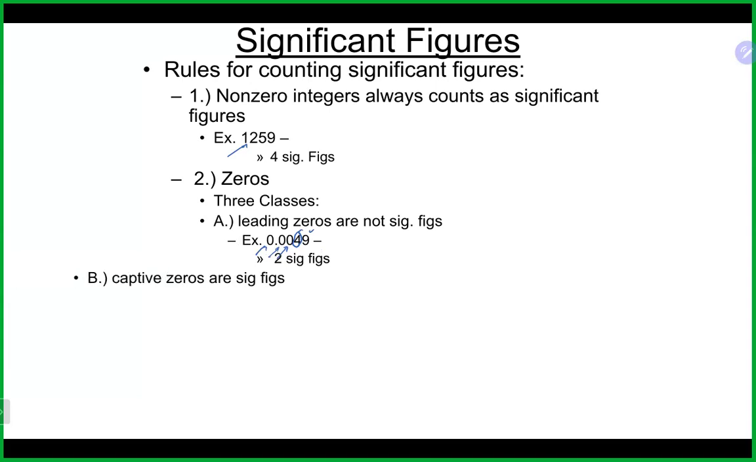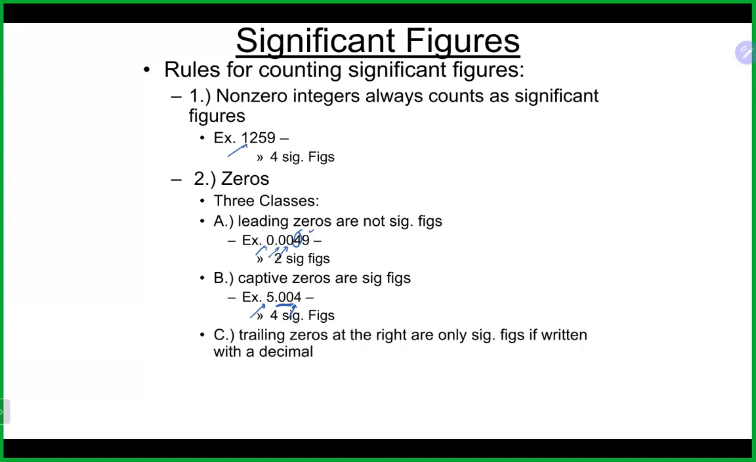There are also zeros that are trapped zeros, or captive zeros. Those also are going to be significant. And again, we start counting left to right. So in this case, we would start counting at the 5. And now we have a couple of zeros that are trapped, so they would be significant. And that 4 is a non-zero number, so it would be significant as well. So that's going to give us 4 significant figures in this particular case. Everybody is significant here.